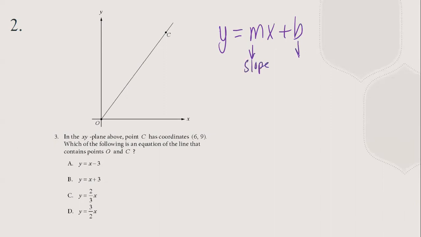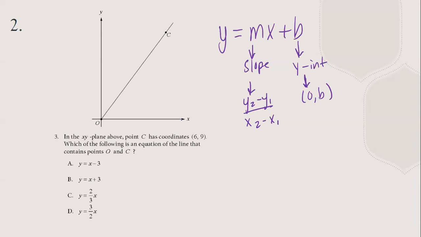Slope, m. B is our y-intercept. Remember those? Okay, your slope equation is y2 minus y1 over x2 minus x1. And your y-intercept is just where it crosses the y-axis, right? So it's (0, b), your b value. All that sounds familiar, right?